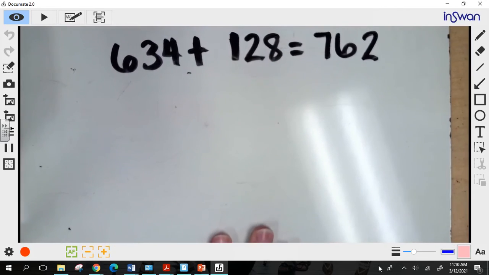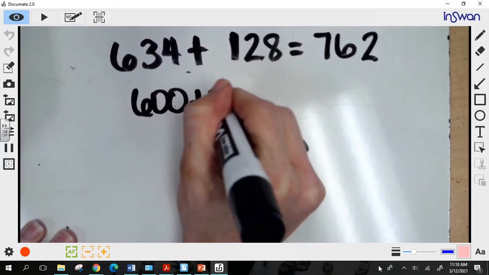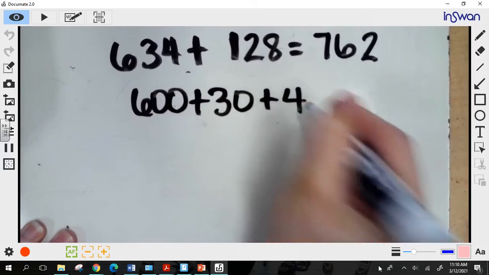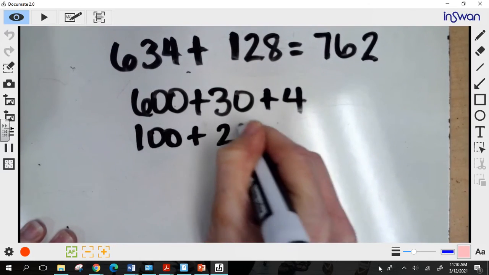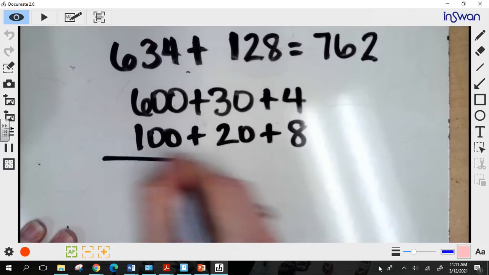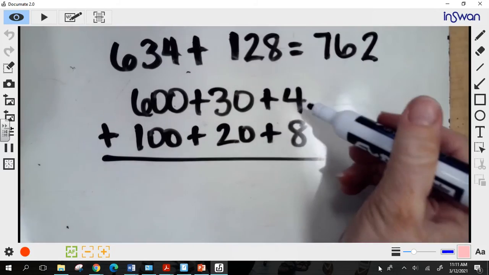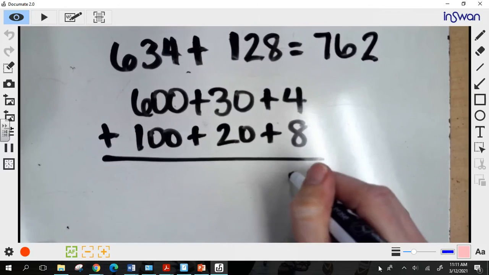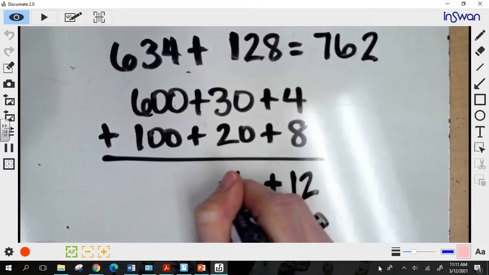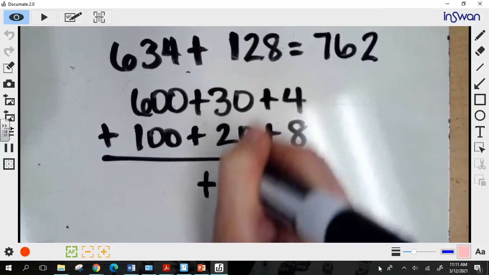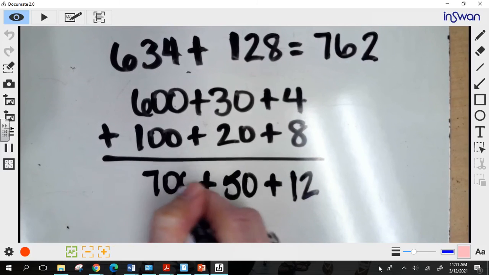Okay, here we go. So let's expand 600 plus 30 plus 4. Let's expand my next number. 100 plus 20 plus 8. This is Miss Lambert's favorite method because it's pretty quick. I can be very efficient with it. I know 4 and 8 because we practiced a lot. That's 12. I know 30 and 20. That's 50. This is mental math. This breaks it down and makes it so quick. 600 and 100 is 700.